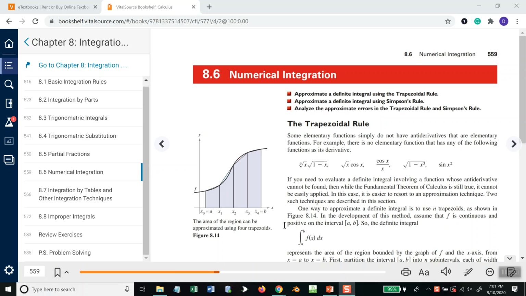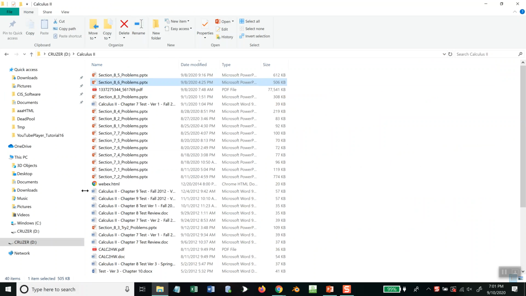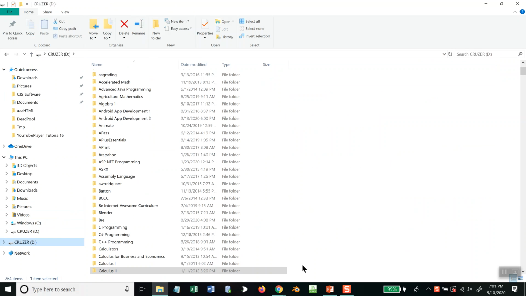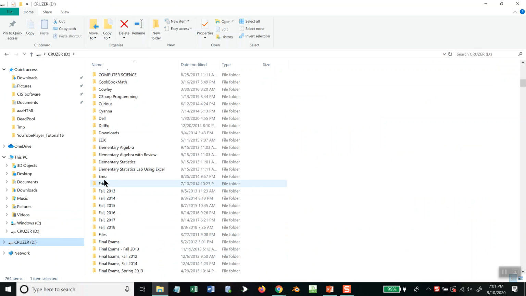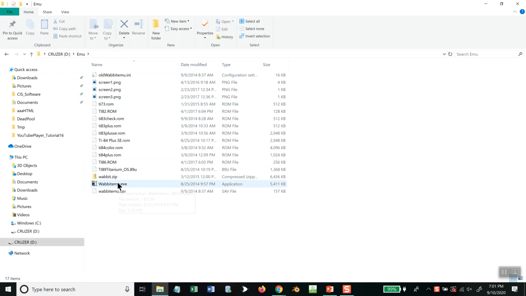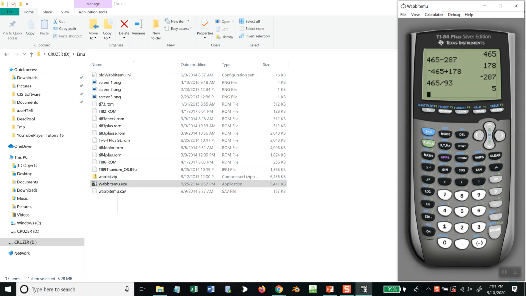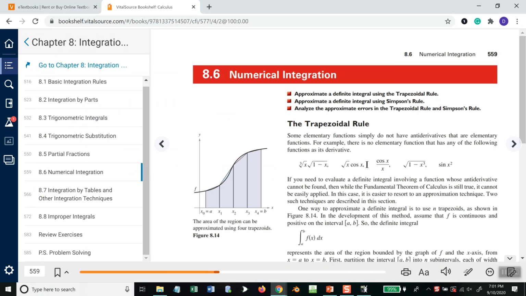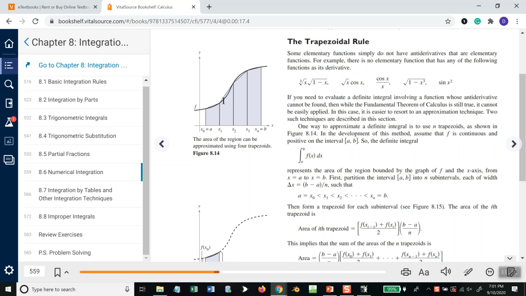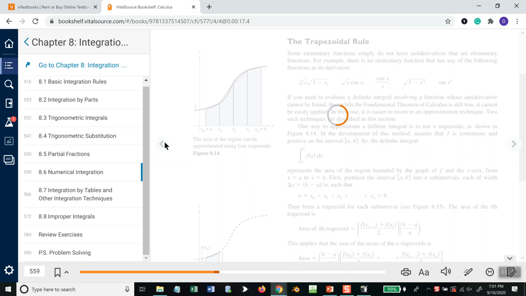This next section, 8.6, is numerical integration. Now, this picture here really demonstrates the concept.